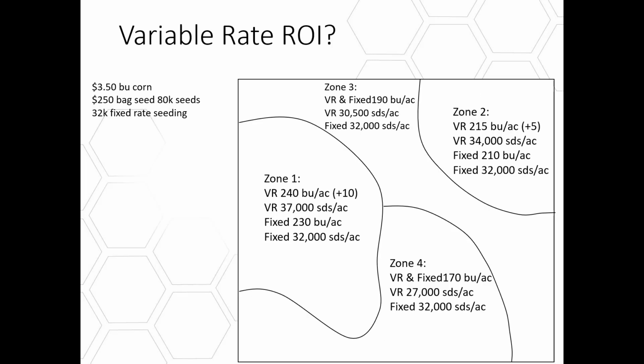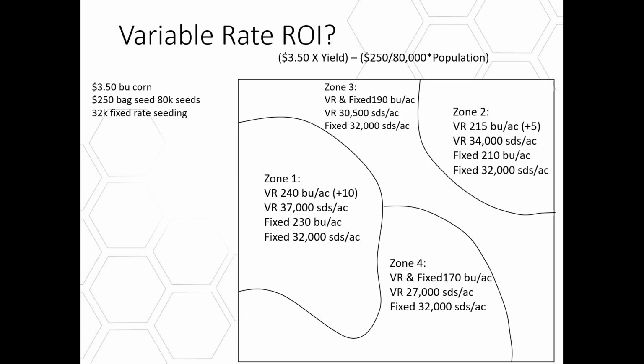For our example field, we can calculate the return on investment, or the ROI, for switching to variable rate planting from the fixed rate planting. In order to do this, we have to make a couple of assumptions. The assumptions are that the price of corn grain is $3.50 a bushel, and a bag of seed corn costs $250.